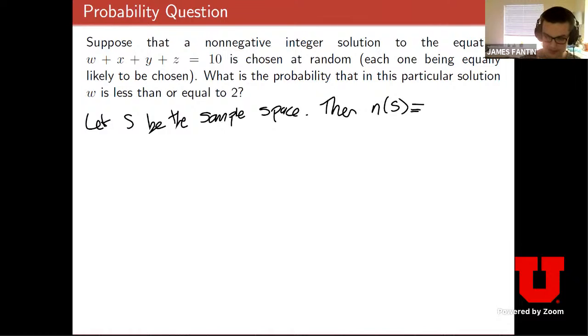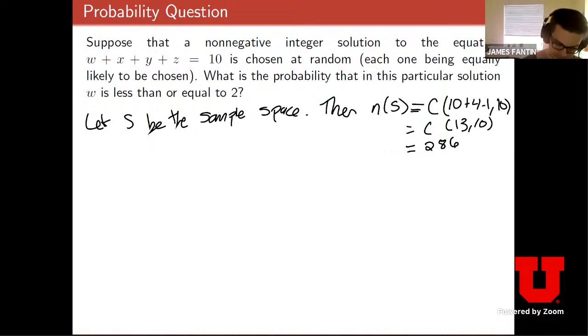Yeah, so somebody says this is counting a bag. The way we do it is it's C of, in this case, our R is 10, so 10 plus 4 minus 1, choose 10, which would be C of 13, choose 10, and this is 286 possibilities. Just the standard formula for counting bags, since we have non-negative integer solutions here.